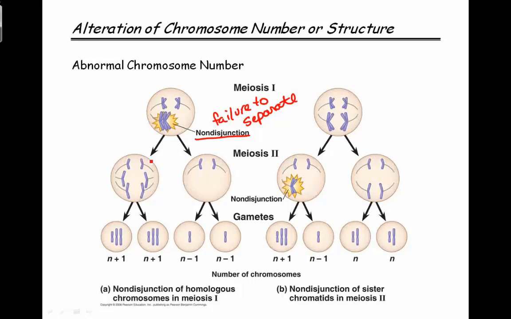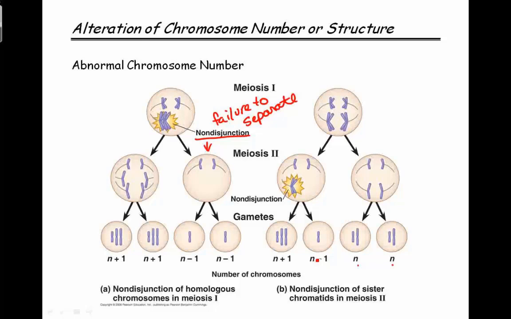If that is the case, you end up with too many chromosomes on one side compared to what we have over here in this dividing cell. So in the end, you end up with some gametes that have too many chromosomes and some gametes that have too few. If we have the nondisjunction happen later on, so in meiosis 2, we don't get the pulling apart of the sister chromatids, and in this case we get a few gametes over here that are normal, and we get one that has too many, one that has too few.